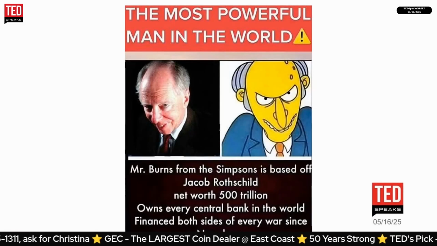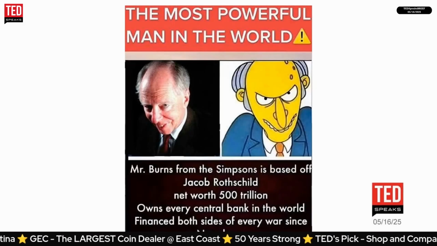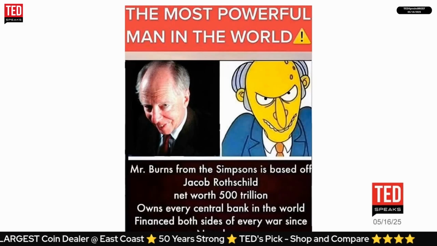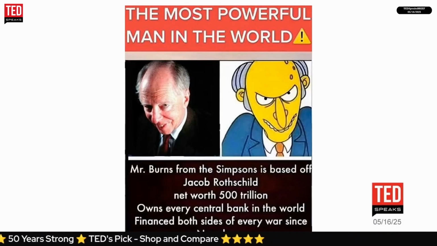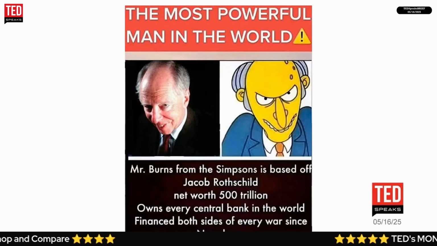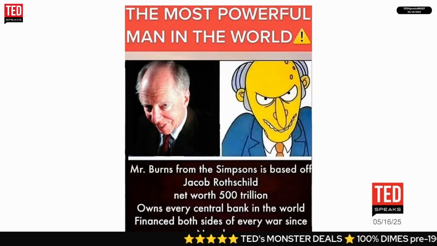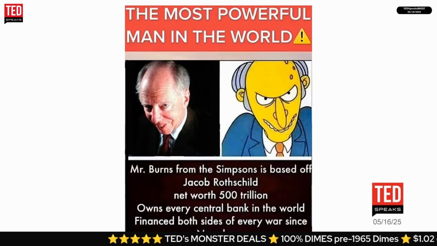We are getting close to the end, so there's no time to take a break. The most powerful man in the world, Mr. Burns from The Simpsons, is based off Jacob Rothschild's net worth $500 trillion, owns every central bank. Isn't that what I told you? And financed both sides of every war since Napoleon. This is the guy that owns the Bank for International Settlements.